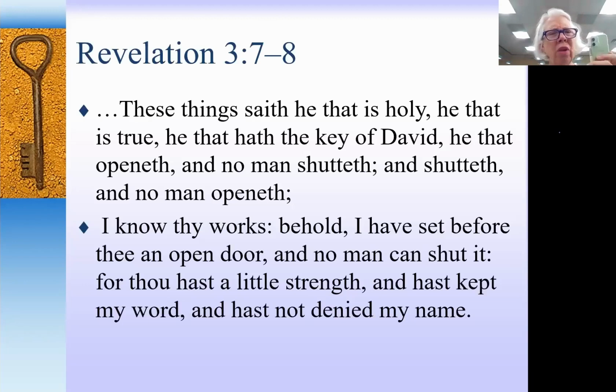And there's a scripture in Revelation: These things saith he that is holy, he that is true, he that hath the key of David, he that openeth and no man shutteth, and shutteth and no man openeth. I know thy works. Behold, I have set before thee an open door, and no man can shut it. For thou hast a little strength, and hast kept my word, and hast not denied my name.